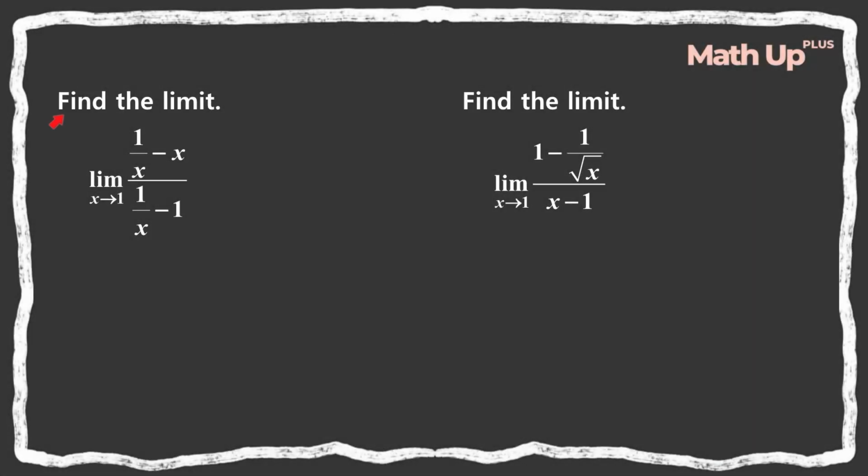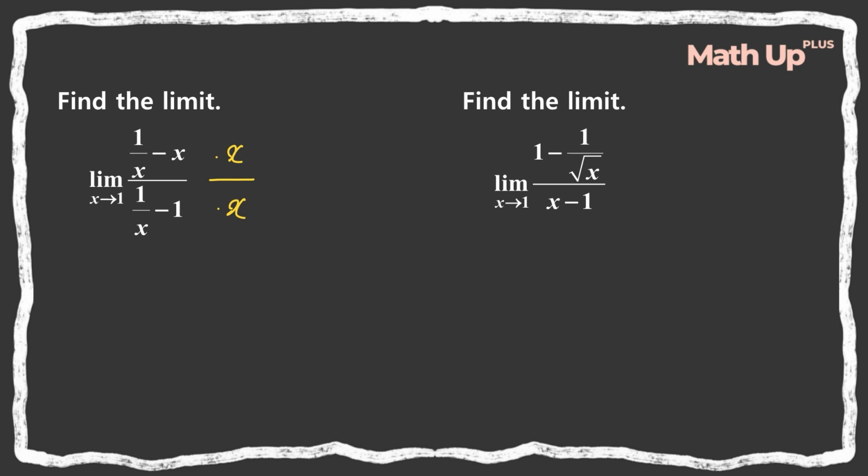The question is to find the limit. If we have a limit of a complex fraction like this, the first thing we have to do is eliminate these denominators. So what we can do is multiply by x in the numerator and denominator.